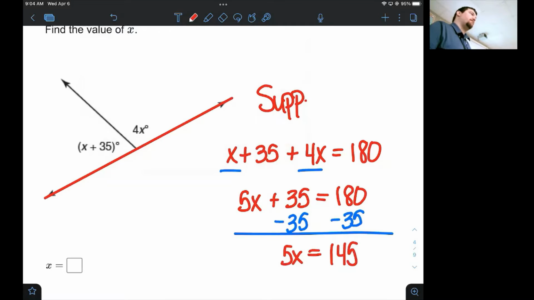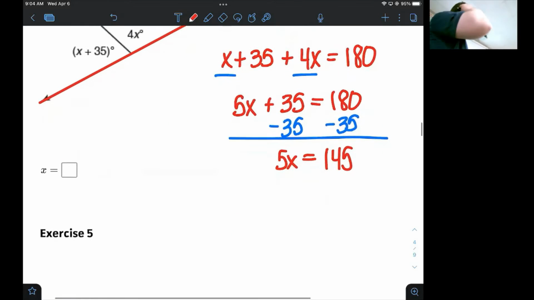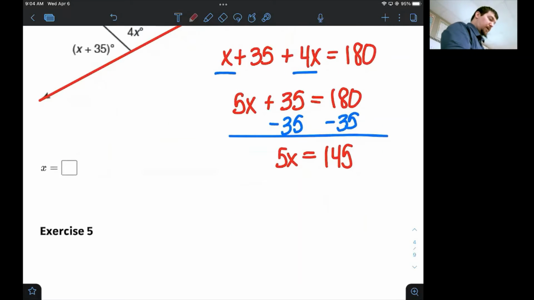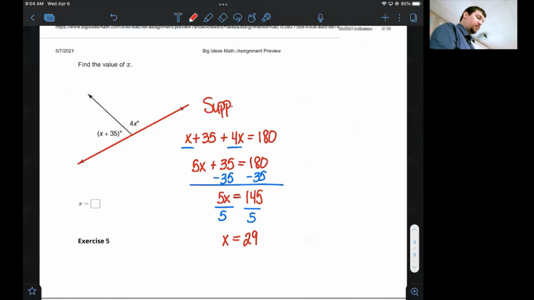Okay. Alexis, how do I get rid of the 5 now? Divide it. Okay. It's being multiplied to the X. Can you tell me what 145 divided by 5 is? X equals 29. Nice job. All right, so there's our answer. We just have to find out what X is.